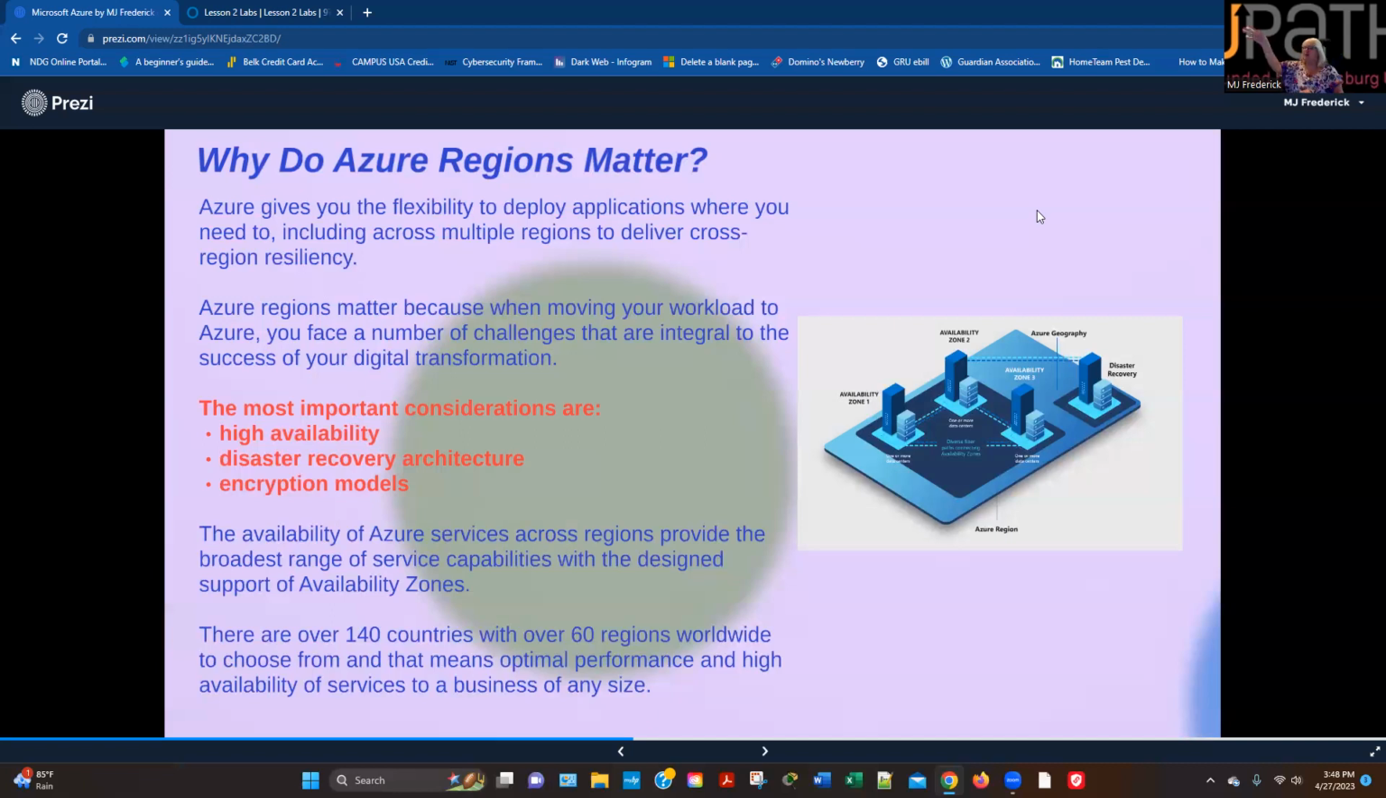If one goes down, you should be able to go to another, just like here. Here's your Azure region. We've got zone 1, we've got zone 2, we've got disaster recovery here in zone 3. So there's no reason, if zone 1 went down, you'd still have zone 2 or zone 3 available to you. That's the beauty of it.